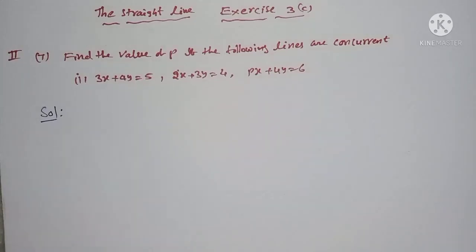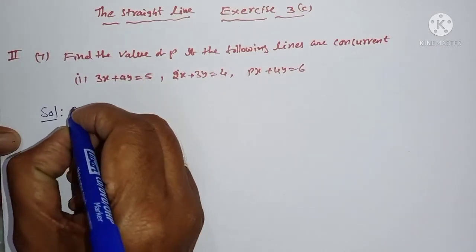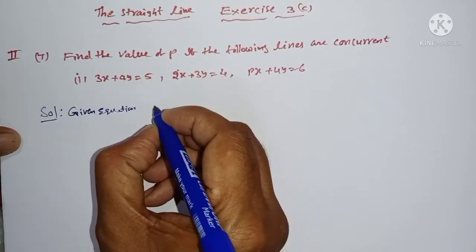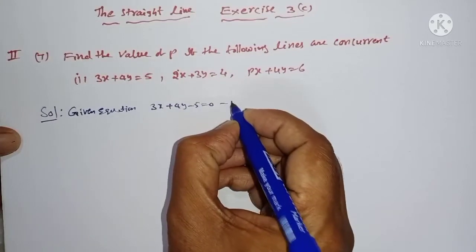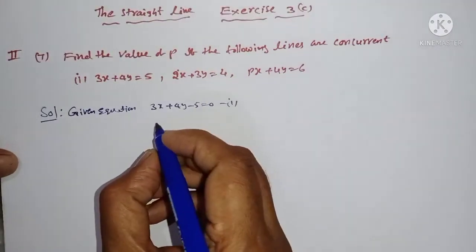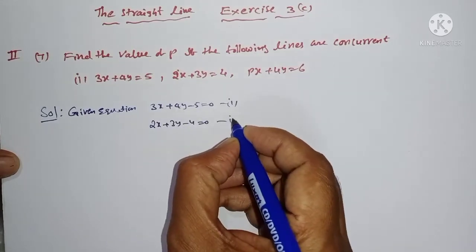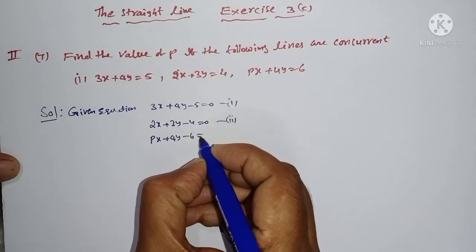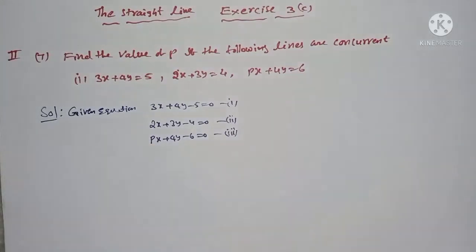Okay. Solution, observe here. Given equations, you can write in standard form. This is 3x plus 4y minus 5 is equal to 0. This is the standard form, Ax plus By plus C is equal to 0. Therefore, the second one is 2x plus 3y minus 4 is equal to 0, second equation. And px plus 4y minus 6 is equal to 0, third equation.